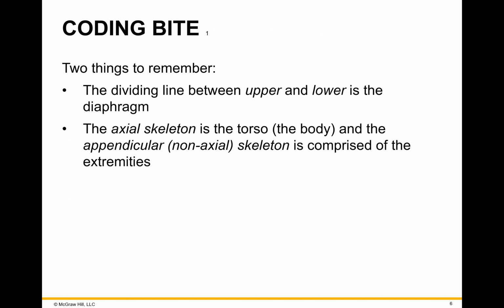When we're looking at the PCS coding book, we'll take a look at procedures that are upper, lower, and the dividing line for the upper versus lower is the diaphragm. And again, the axial skeleton, of course, is the torso. And the non-axial skeleton is comprised of the extremities. In other words, the arms and the legs. So rather than go through the rest of the slide deck, I thought I would just give you 2 examples and how we get them. So let's take a look.